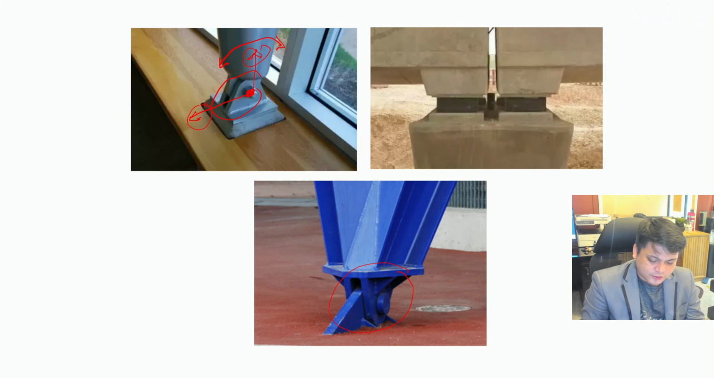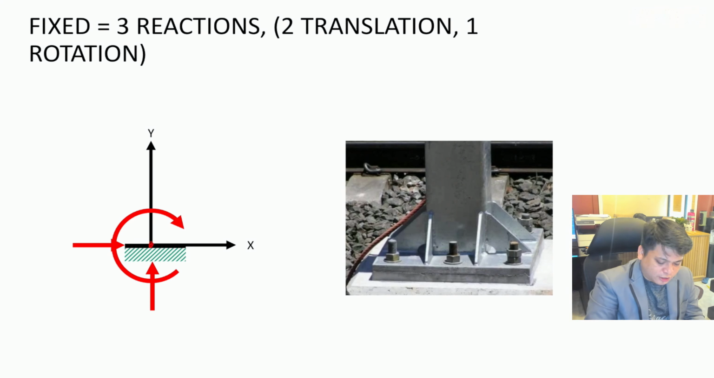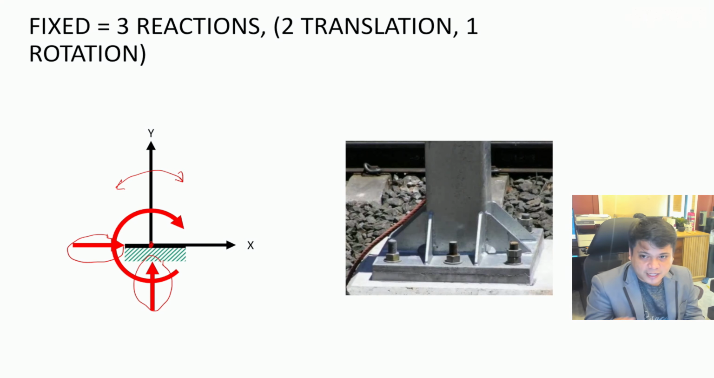So the last one is what you call the fixed support. So we have 3 reactions: two translations and one rotation. So it does not allow this joint to lift because of this reaction. It also cannot move horizontally because of this reaction. And it also cannot rotate back and forth in that direction because of the rotation or the moment. So with this, these are our fixed supports.